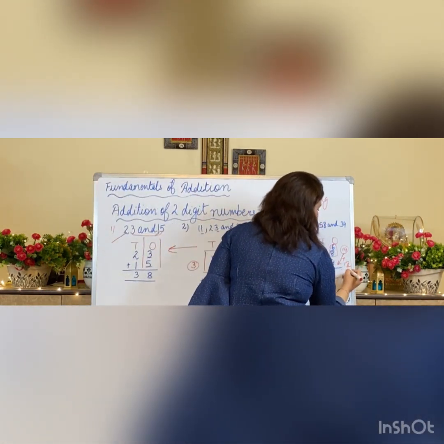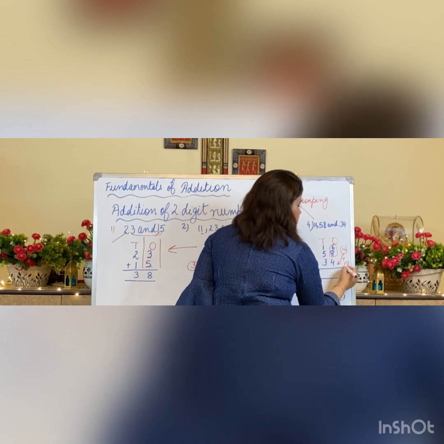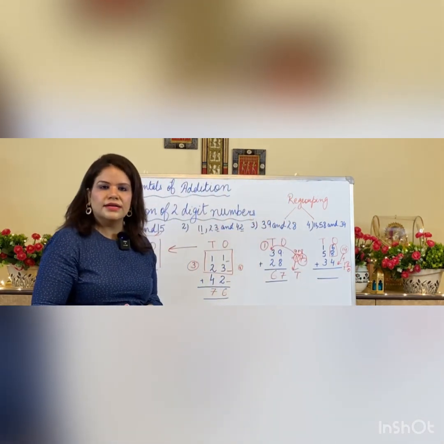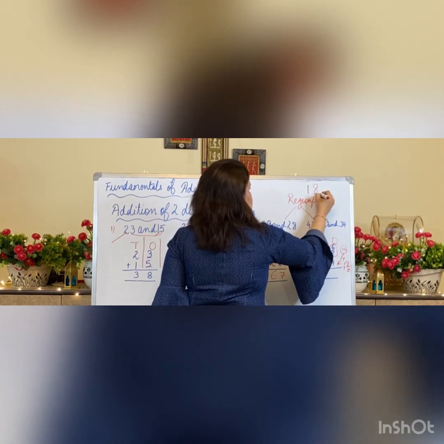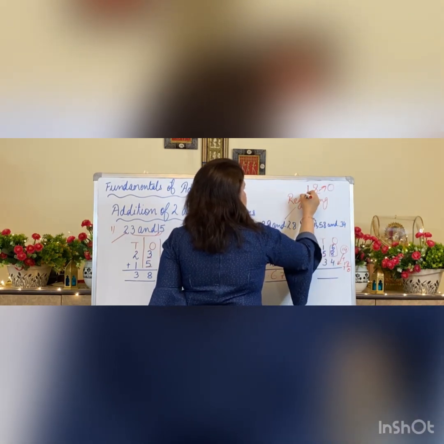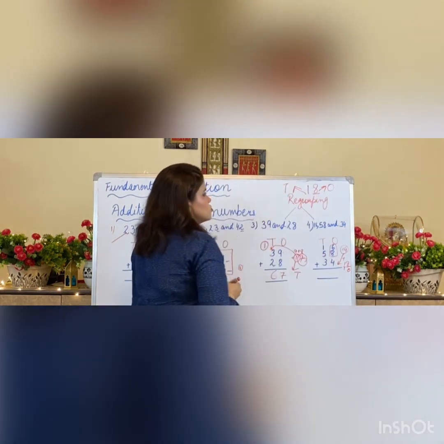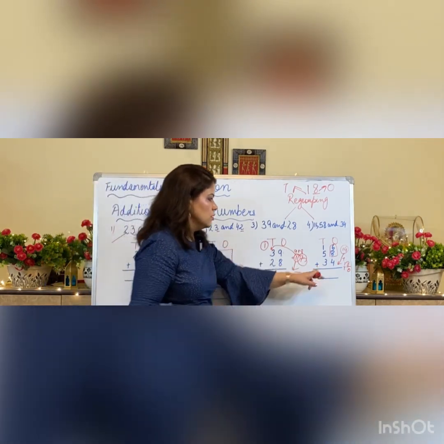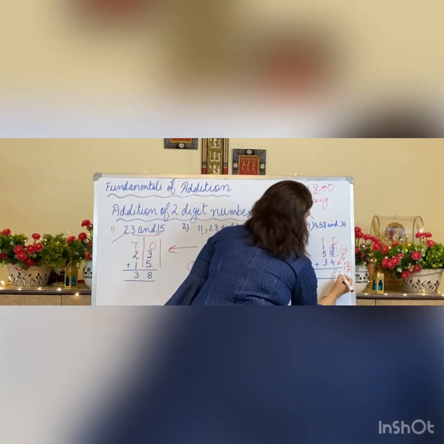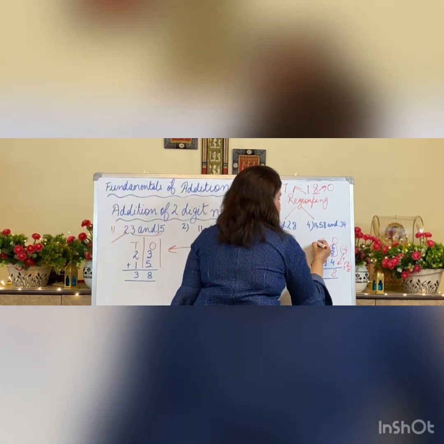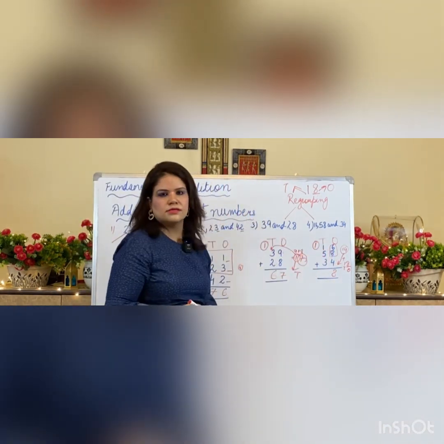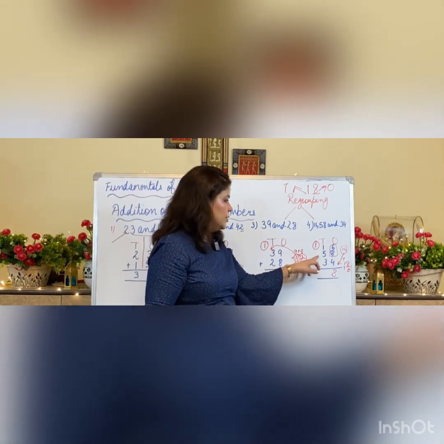Out of this, 8 is at the ones place, and 1 is at the tens place. How have I done it? I am getting 18. This is the ones place and this is the tens place. So 8 will go below the ones place. Is it clear? And 1 will go and get added to the tens place. Is it clear? So how will I be doing it?